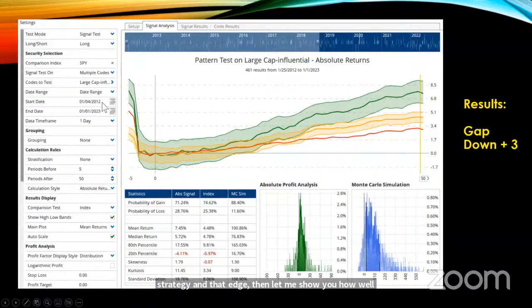From the time period of 2012 up until now, that's roughly a 10-year period. You can see that this has 5 days of data. This is a signal test report, and it has 5 days of data in front of the signal. And in this case, the signal is the gap down. I'm searching for stocks that have gapped down more than 1% in the US stock market, right?